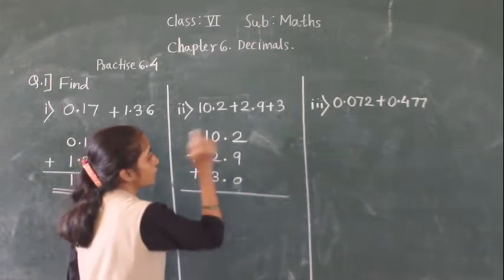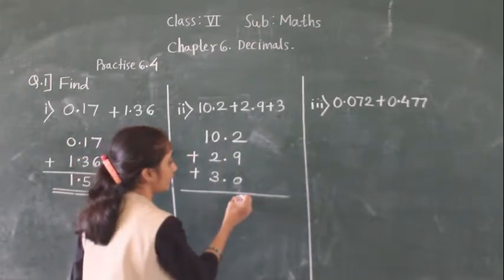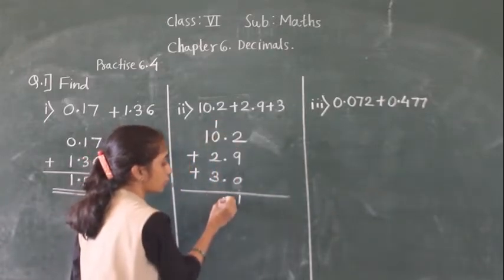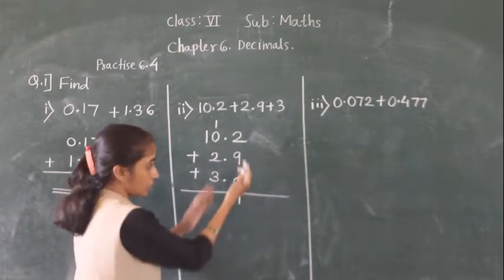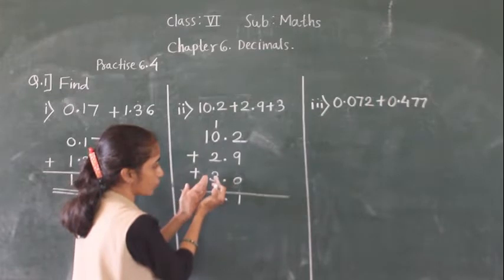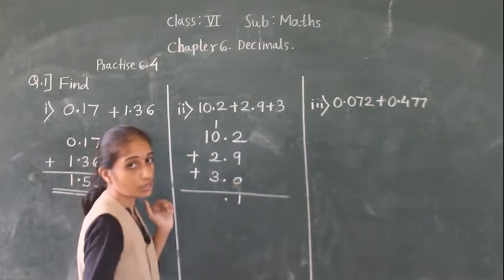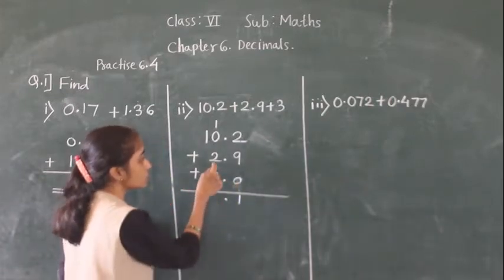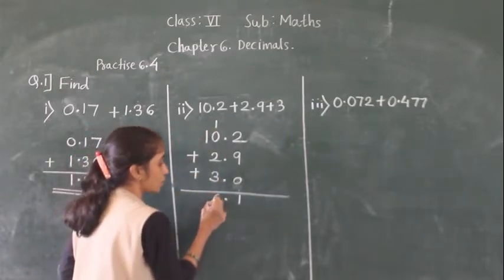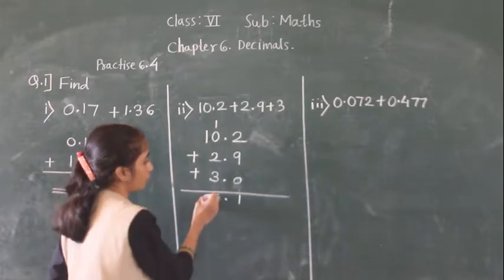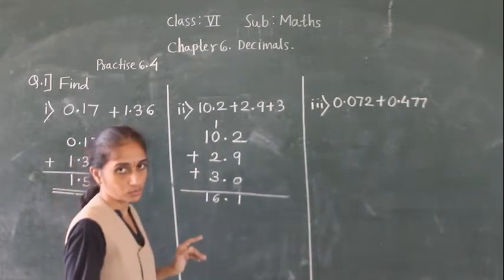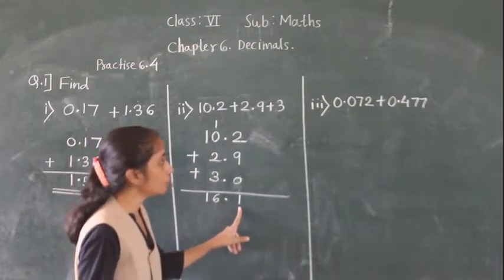Okay. So 9 plus 2, 11. 1 is carry. Now give a decimal point, down of the decimal point. 9 plus 2, 11, 1 is carry. So now we are going to solve these numbers. Before that, we have to write the decimal point here. Now 3 plus 2, 5. 5 plus 1, 6. Now the 1 will come here. There are no numbers here, right? The 1 adds this time. So 16.1.